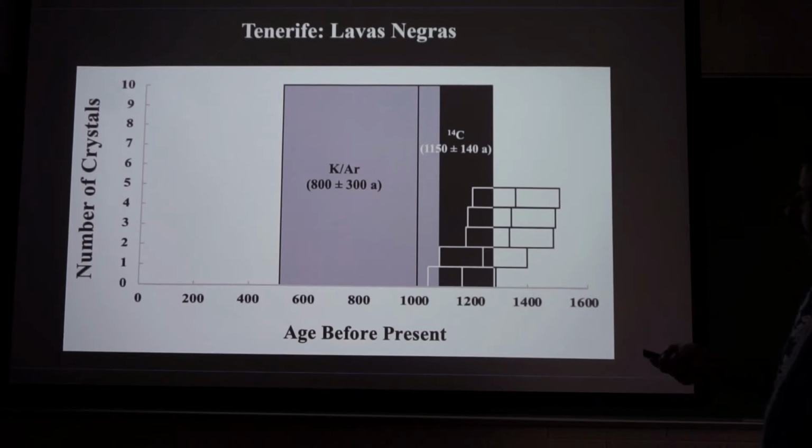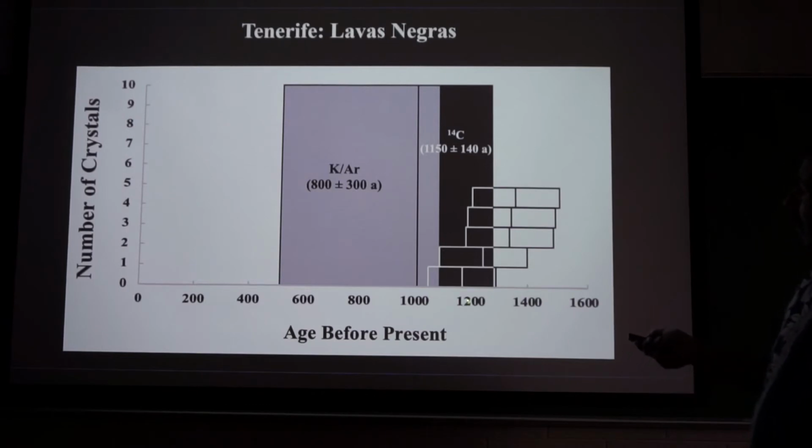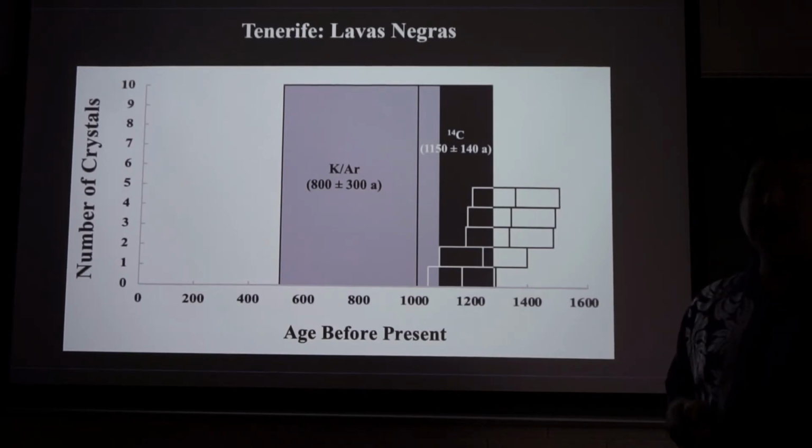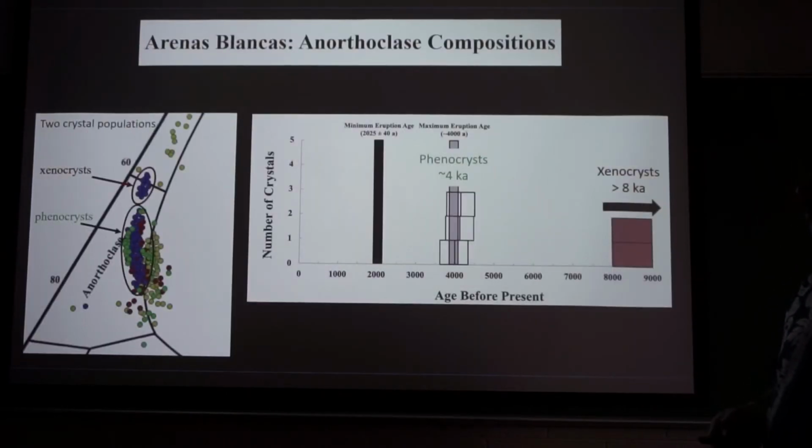What we see is the 5 crystals that look like they give good Onuma curves. And there are some crystals that don't in this flow because they're zoned. But the ones that look like they're not zoned yield ages between about 1100 and about 1300 years. We assume a 10% error, plus or minus 10%. So those ages go right up to eruption, and there's not extensive crystal residence, maybe a couple hundred years.